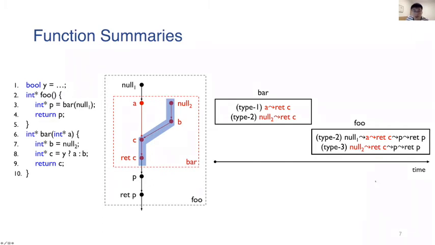Second, we analyze the function foo using the function summaries. We generate a type 2 summary and a type 3 summary. One is the value flow from the null pointer in the current function to return p, and the other is from the null pointer in the callee function to return p.